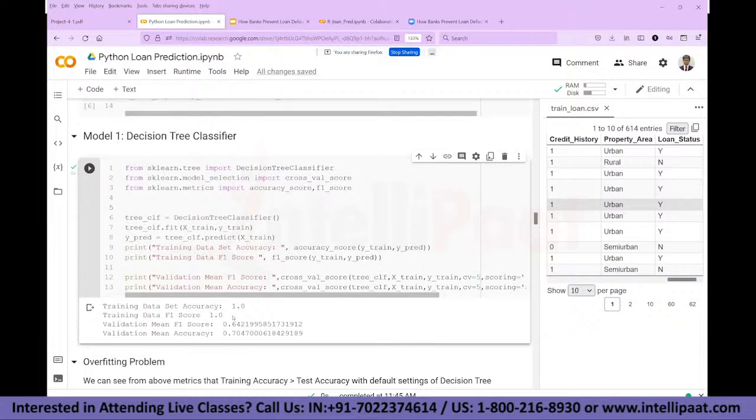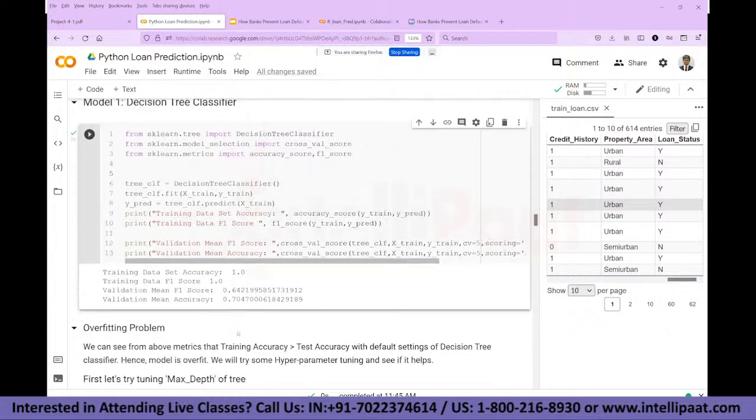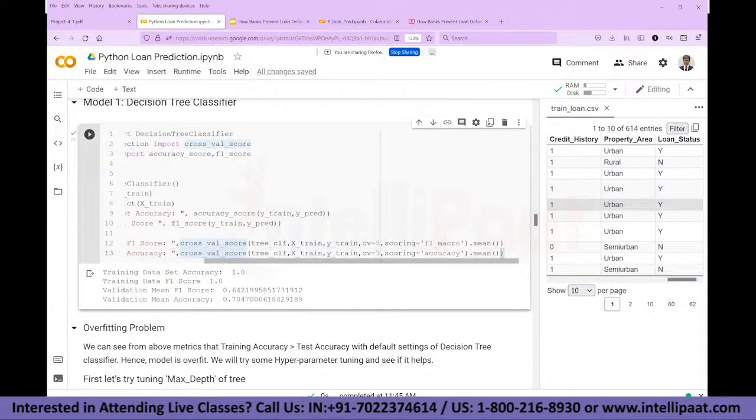But if I test it on a test data set, the accuracy might not be 1. It will be less than 1 in that case. It will be 1 only in very rare cases. Usually in the best possible scenario, it will go to 99% or 99.5%, but getting 1 is a very, very rare scenario. So for the test data set, I'll do the testing as well. What I'm getting in my validation score is, on the cross-validation score, I'm doing cross_val_score with tree_clf, X_train, Y_train, cv equals 5, scoring is f1_macro, and mean.